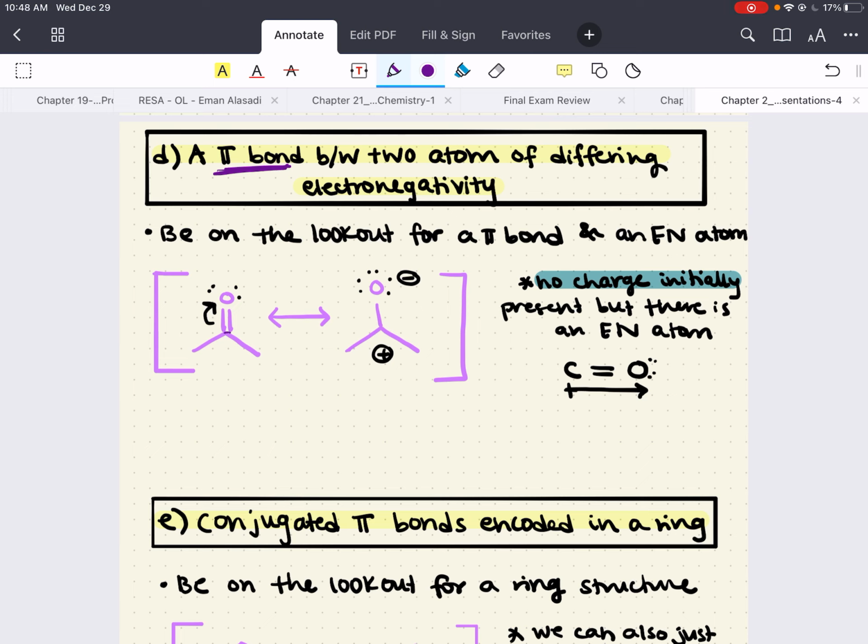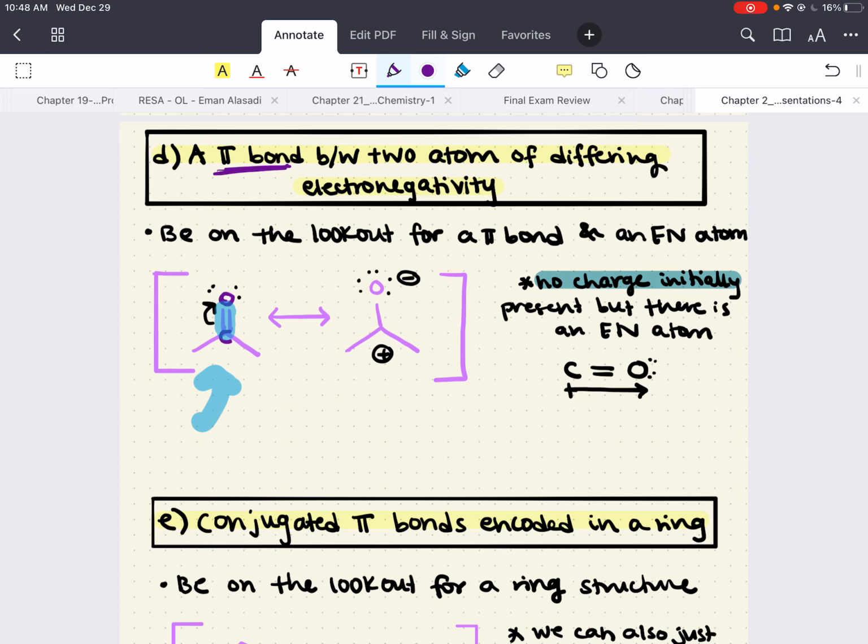electronegativity. So here we have a carbon, and here we have an oxygen. They have different electronegativities. You can double check by just looking at your electronegativity value table. They have differing electronegativity, and look at that. They have a pi bond in between them. They have a double bond. So we have a pi bond between two atoms of differing electronegativity, this molecule is going to have a resonance structure.